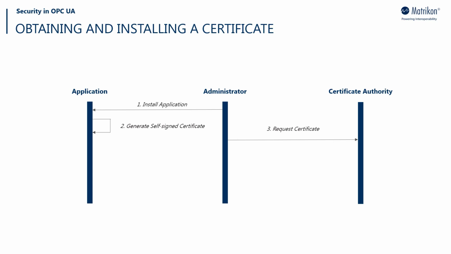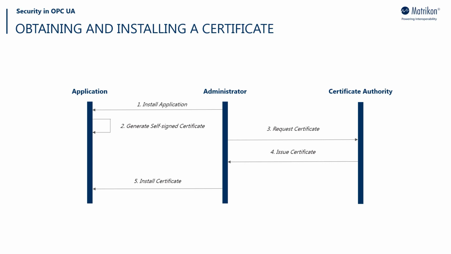Upon verification, the CA will issue an application instance certificate that contains, among other things, the application public key, and will be signed by the digital signature of the CA. The administrator then installs the new application instance certificate, replacing the old self-signed certificate.